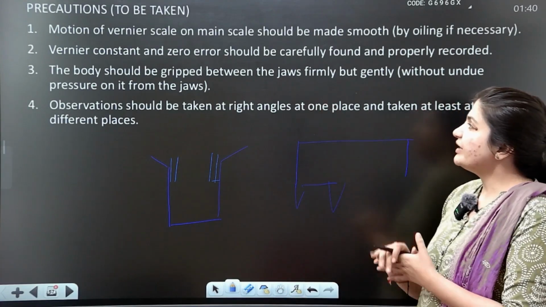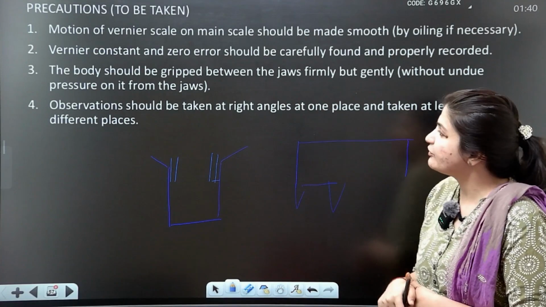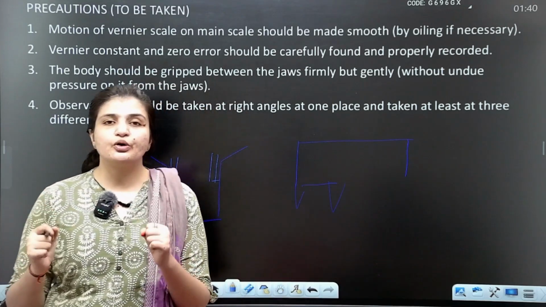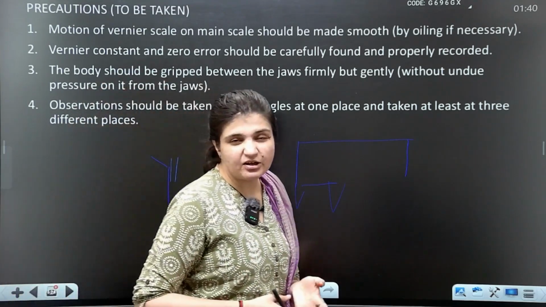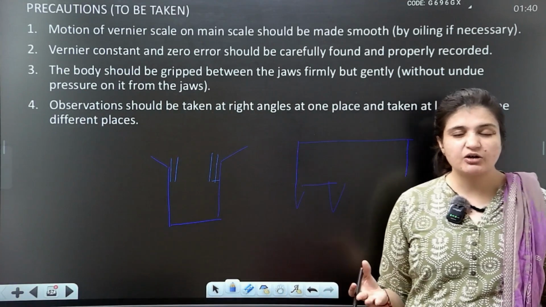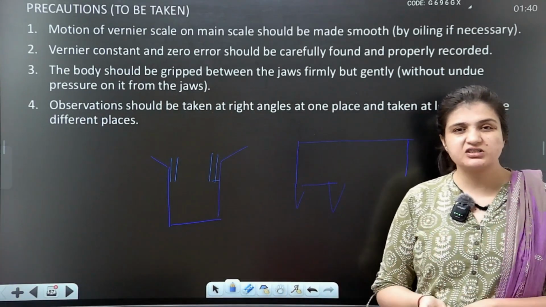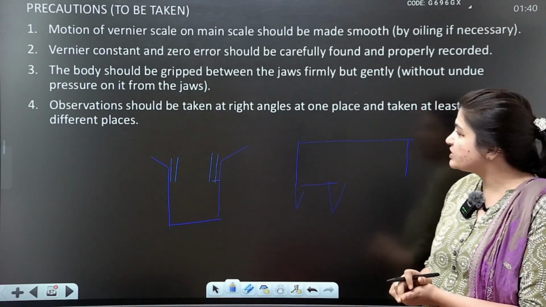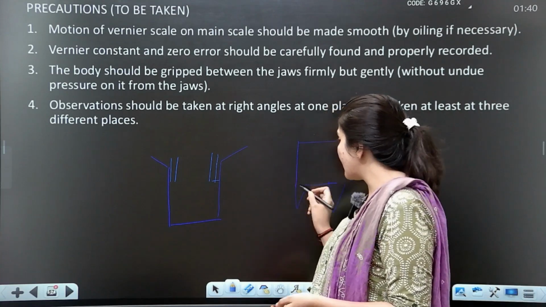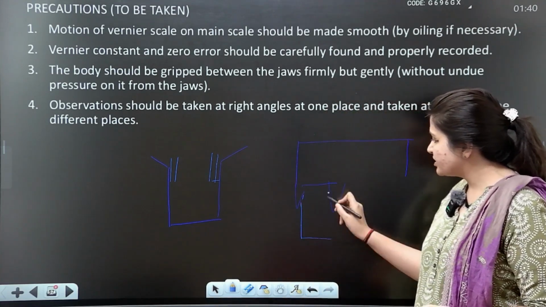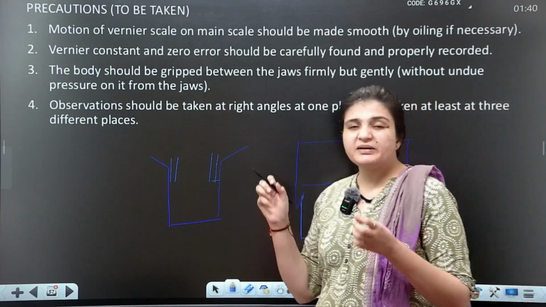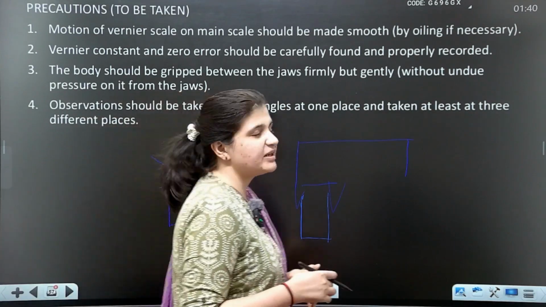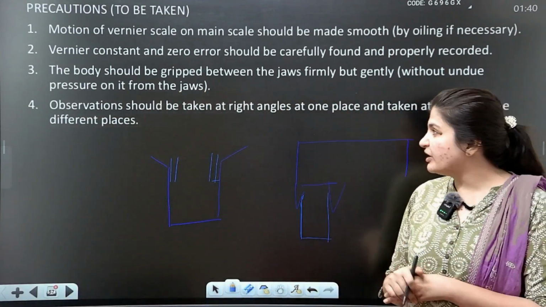Then the vernier constant and zero error should be carefully found. When we are performing the experiment, we should know what the least count is, what the value of the least count is, and what the vernier constant is. Then the body should be gripped between the jaws firmly. The jaws should be uniformly clipped on the object, because it should not move away.